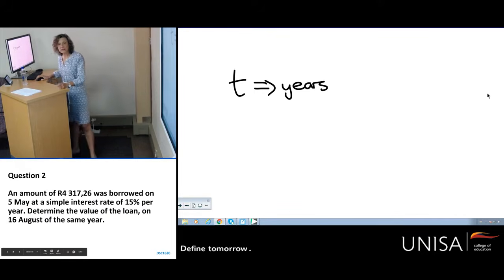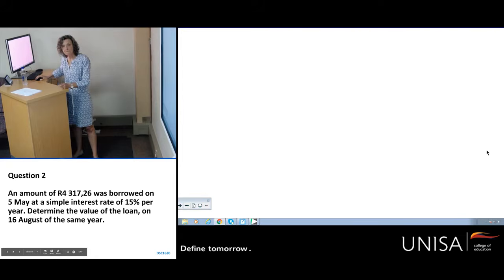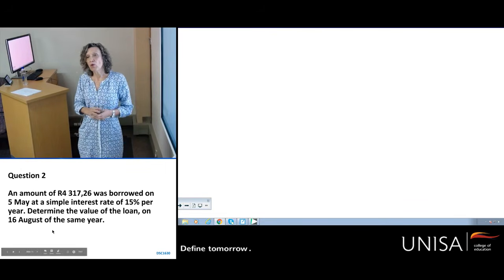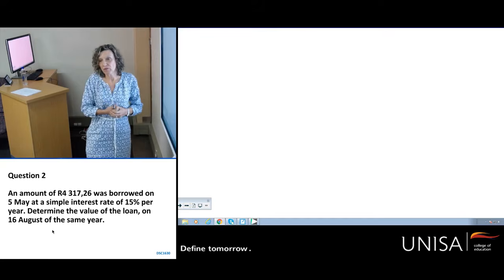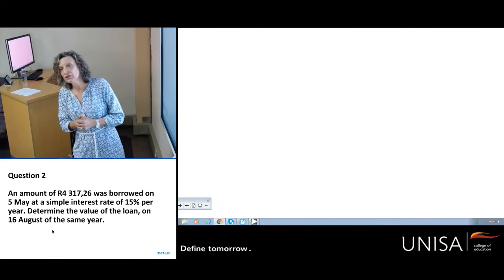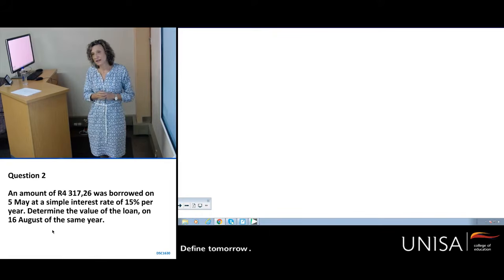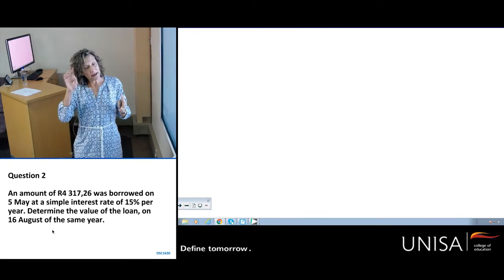Now let's look at the example again. An amount of 4,317 and 26 cents was borrowed on the 5th of May at a simple interest rate of 15% per year. Determine the value of the loan on the 16th of August of the same year. Right. Now again, what's my cake recipe?